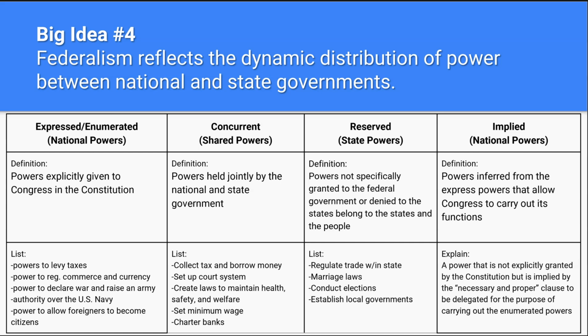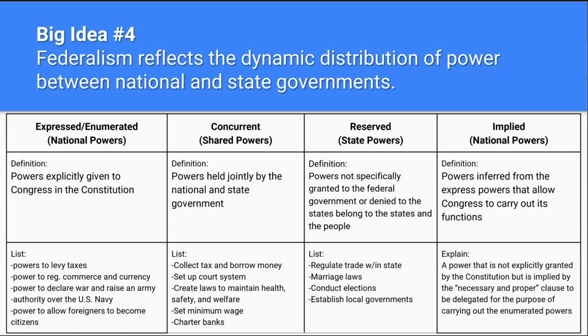We have concurrent powers, so powers that are shared between the national government and the state governments. So powers held jointly by those two. For example, collecting taxes, borrowing money, setting up court systems. So we have state court systems, and we have a federal court system. Creating laws that maintain health, safety, and welfare. Setting a minimum wage, and chartering banks.